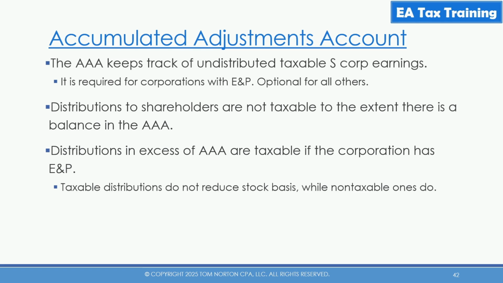So remember, let's forget about AAA for a minute. If you've just got an S Corp shareholder, distributions up to the amount of their basis are not taxable to them, but they do reduce that shareholder's basis in their stock. So distributions that are not taxable reduce your basis, but any taxable distributions that you may get from earnings and profits do not reduce your basis.